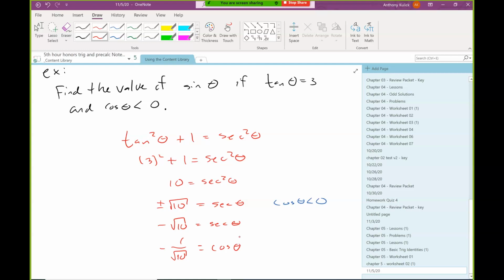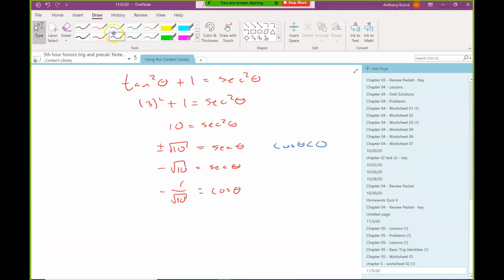Okay. Why would I need to do that? Well, this is why I'm going to do that. Because I know that tangent theta is also sine over cosine. So to relate tangent to sine, which is the two pieces of information I had, I also need to know what cosine is. Right? Because we're trying to find sine theta. Is that okay? So that's what I'm about to fill in now.